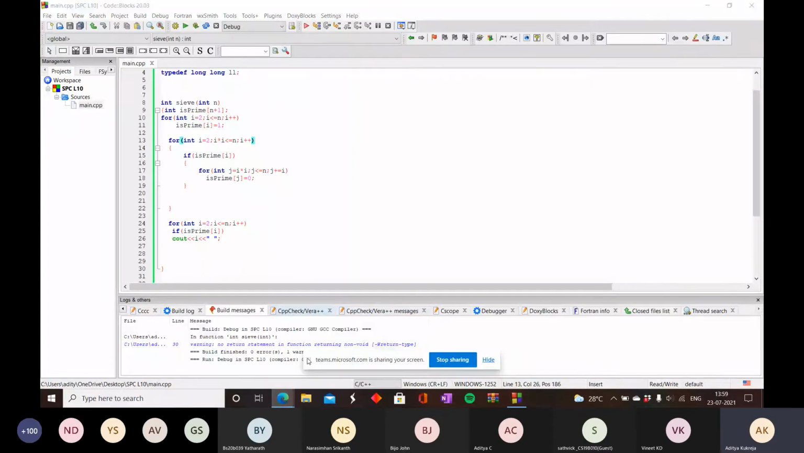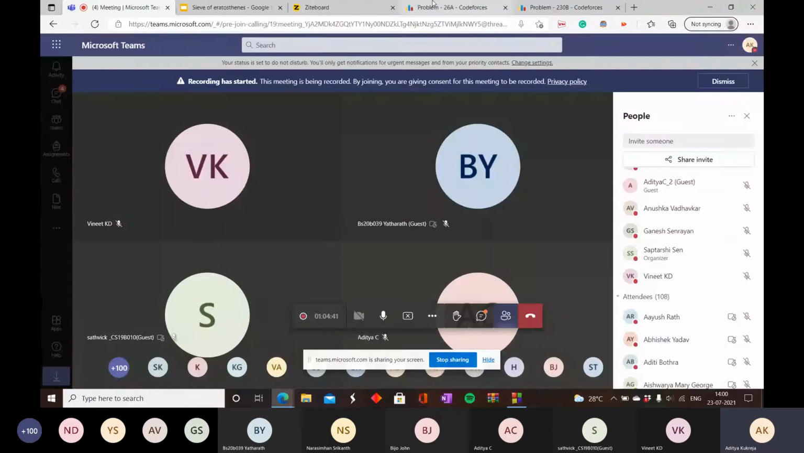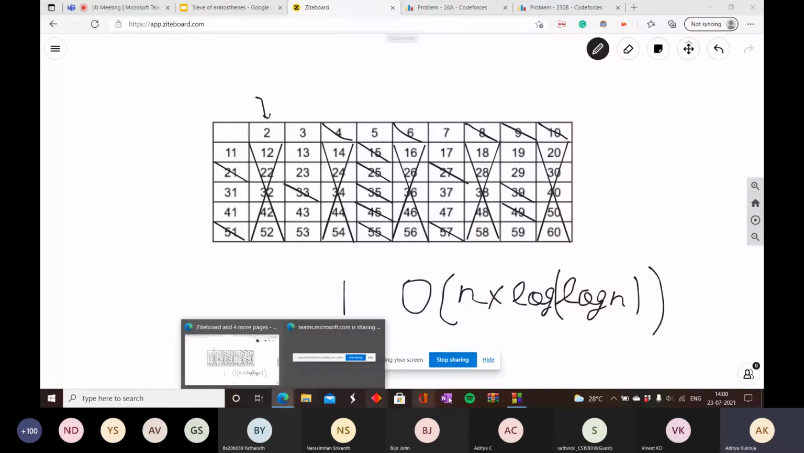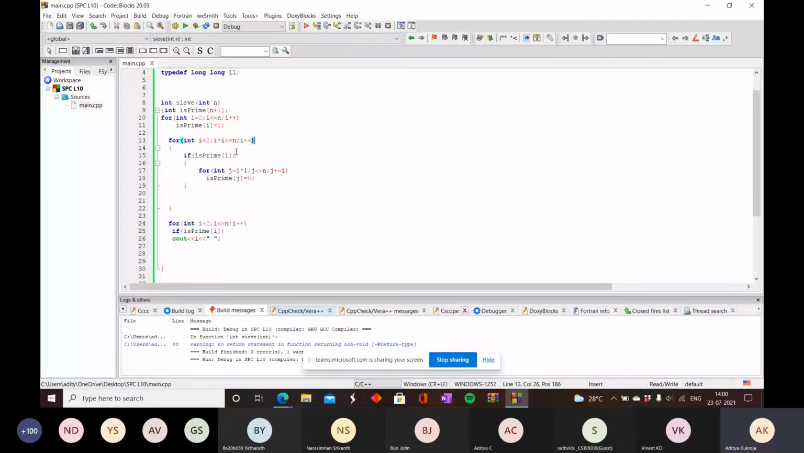So what I'm saying is that in this case also, if we consider 13 or 11, any multiples of 11 or 13 are already taken care of by the prime numbers preceding them, like 5 or 2. So that's why we're only running it as long as i into i is less than or equal to n.